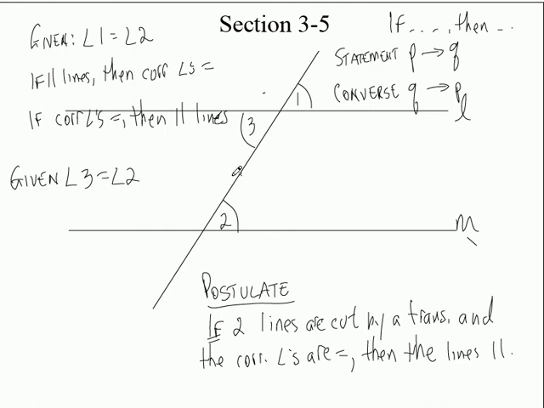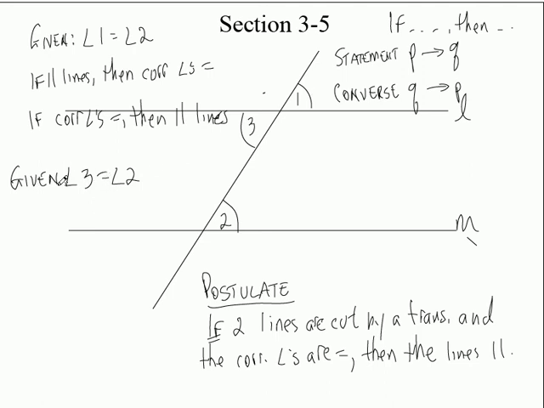Do you remember the first initial statement in the other lesson that we did? If you have parallel lines, then guess what's true about the alternate interior angles? Then they're equal. Guess what this says? If the alternate interior angles are equal, the lines are parallel. Okay, so then the lines are parallel.